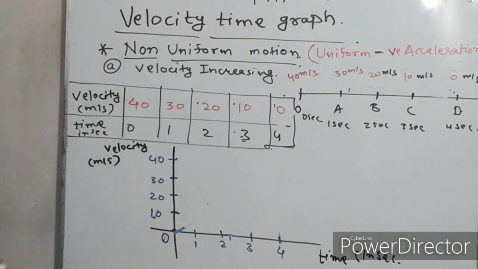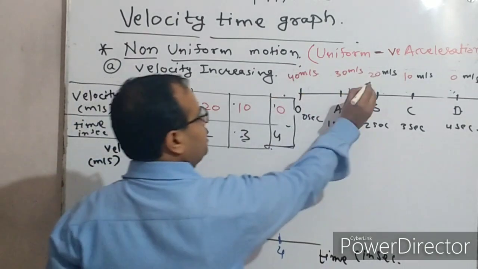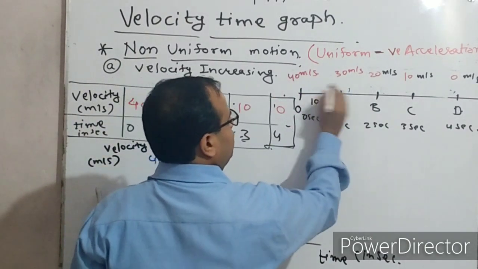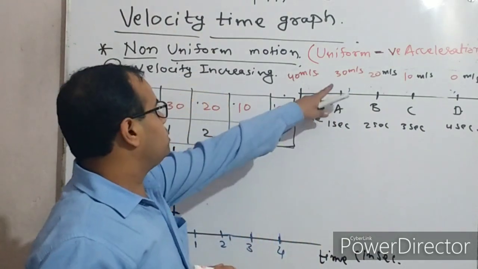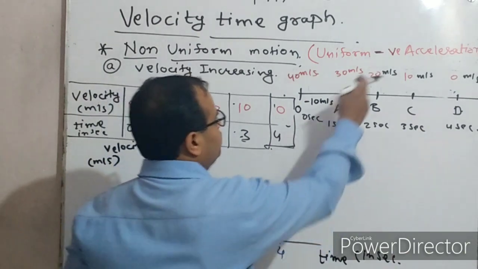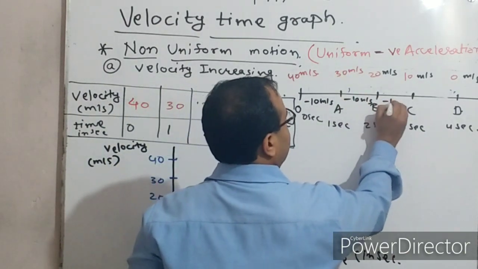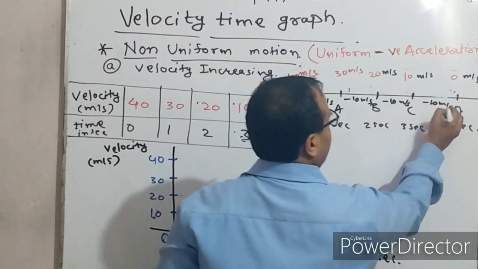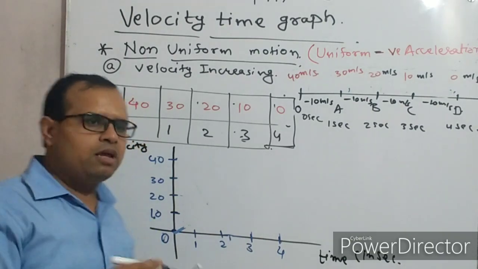Now if you have to plot the graph, you can see that there is equal change in the velocity. Velocity is changing by 10 meter per second here, and in fact it is minus 10 meter per second, because it is 30 minus 40. Then it is 20 minus 30, again minus 10 meter per second, again minus 10 meter per second, again minus 10 meter per second. So after each 1 second, velocity is decreasing by 10 meter per second.